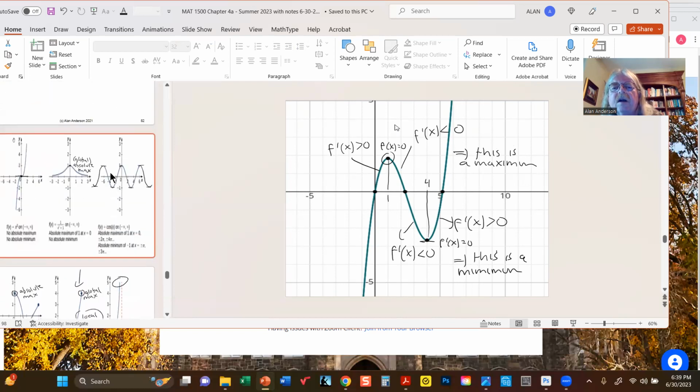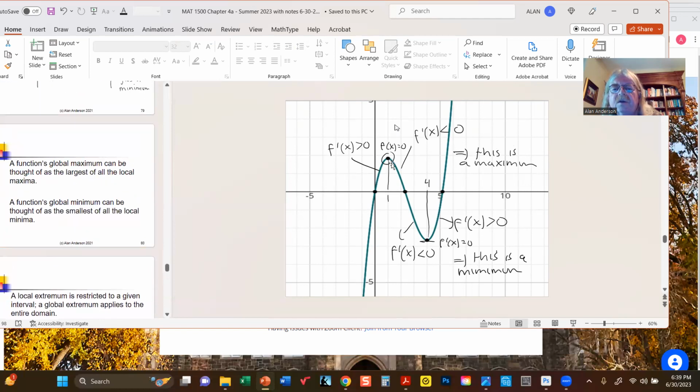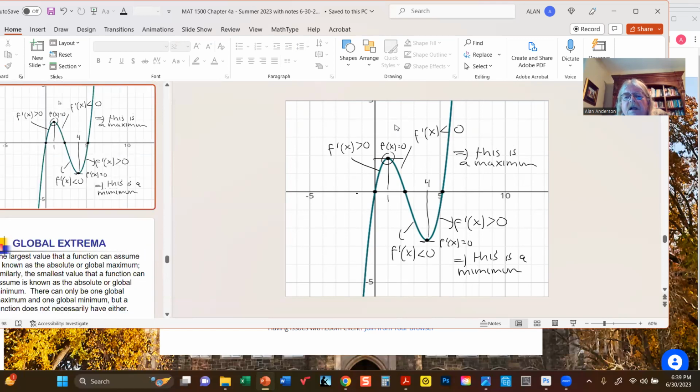For now, it's enough to note that if you look at these points, what you'll notice about them is that not only is the slope flat, but in the first case, the slope is going from positive to 0 to negative. In the second case, the slope is going from negative to 0 to positive.